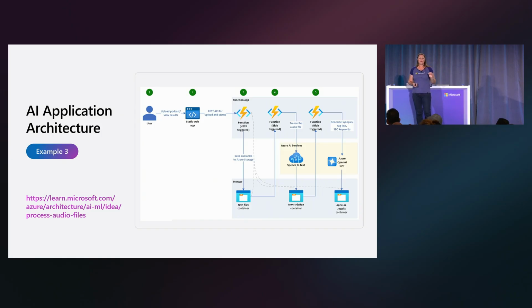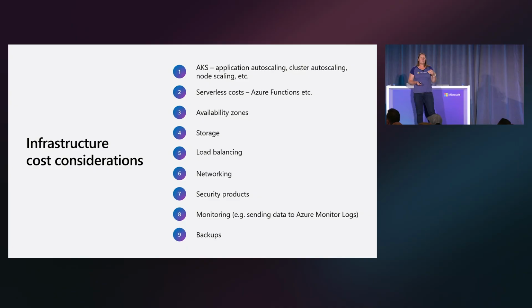But fundamentally, coming back to those business requirements driving your technical decisions, your infrastructure cost considerations are where you need to start to make sure that you're also looking at those. So your scaling costs, whether you're using serverless, deploying to availability zones or other regions, what storage you're choosing. Are you load balancing? How is your networking configured? What security products are you using? Are you sending monitoring data to Log Analytics? And do you need to? And how are you backing this stuff up, especially including the data? So all of these different decisions are going to add into the total of what AI is going to cost me in my environment.